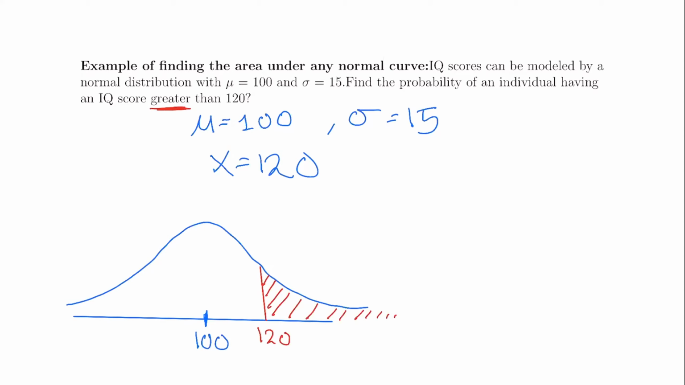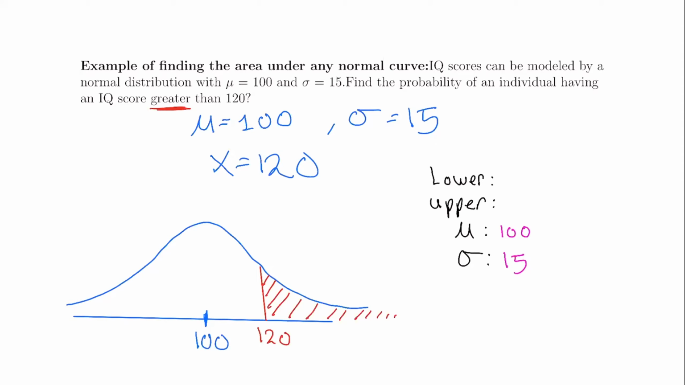Up next, we're going to make some notation, so that once we go to our TI-83 or 84, we know what to enter. The calculator is going to ask us for the lower, the upper, our mu, and our sigma. Mu and sigma are already given to us: 100 and 15.